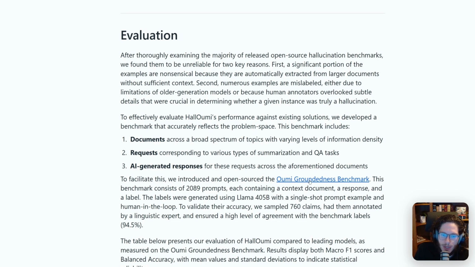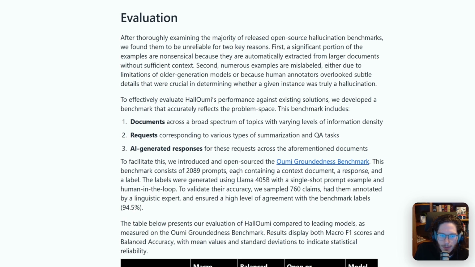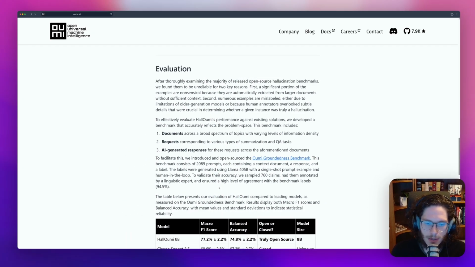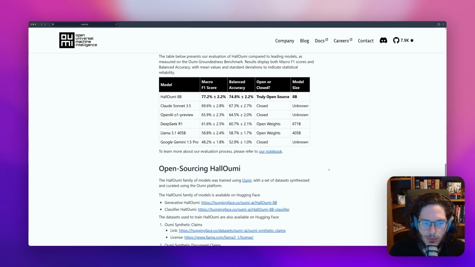We linked to this benchmark and how we created it inside of Hugging Face. The benchmark consists of 2,089 prompts, each containing a document, a response, and a label. The labels were generated using Llama 405B with a single shot prompt example and human in the loop. To validate their accuracy, we sampled 760 claims, had them annotated by a linguistic expert, and ensured a high level of agreement with the benchmark labels of 94.5%. Ultimately, these are the results that we found across many open and closed models, and Halloumi drastically outperforms them.